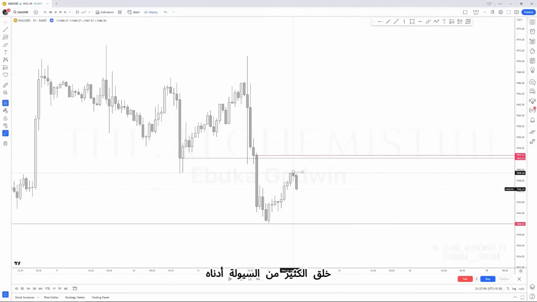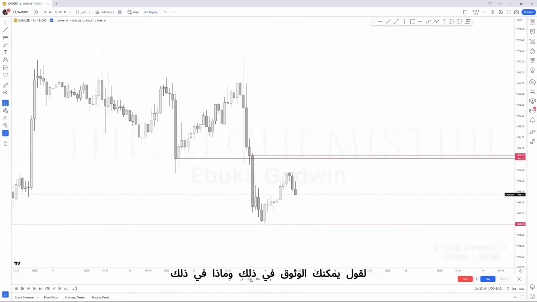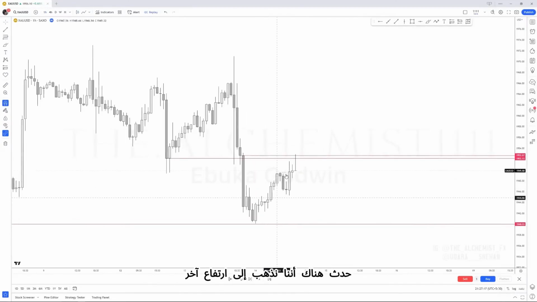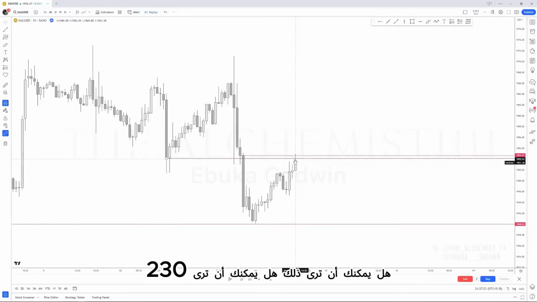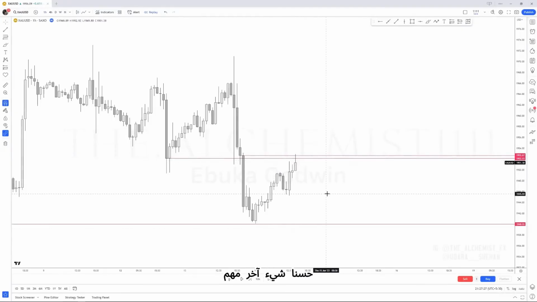Asia has created a lot of liquidity right below this area, which means now you can trust these areas for a sell, right? For a sell, you can trust that. So what happened? There we go. Another swing high was created. Took that out. Look at that. Can you see it? 230.